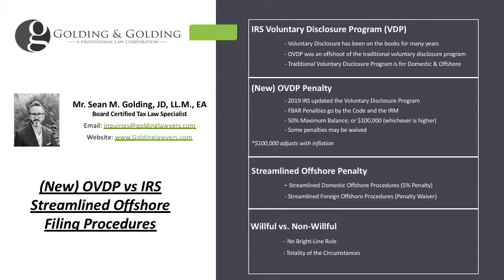Under the Streamlined Domestic program, you pay a 5% penalty on the highest year's aggregated total of unreported accounts and assets. The Streamlined Foreign is a better deal if you qualify, but you have to meet the foreign residence test. The test is different depending on whether you're a legal permanent resident, green card holder, or a U.S. citizen, versus if you're a foreign national, non-citizen, non-resident, maybe like a visa holder. It's based more on substantial presence tests, whereas citizenship and permanent residence is based on days out of the country.